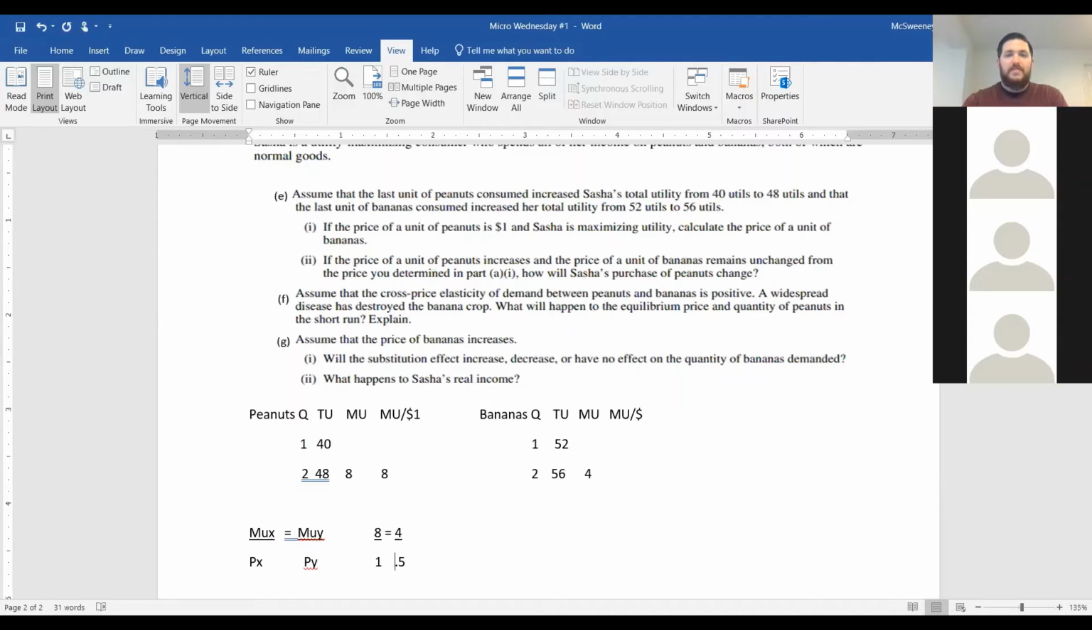So what happens is my income stays the same, the price of bananas goes up. I will now substitute something else for the bananas as they get more expensive, okay? G2.